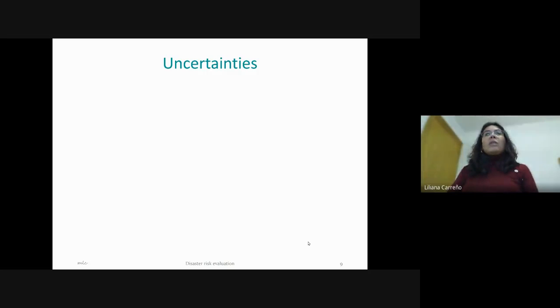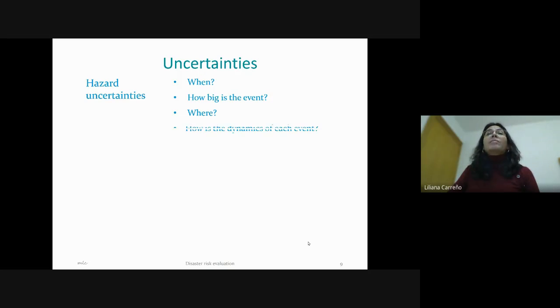Some examples of these uncertainties: we can find uncertainties around the hazard events. For example, when the events occur, how big is the event, where, what is the dynamics of each event, what intensities, or how they are amplified by side effects.